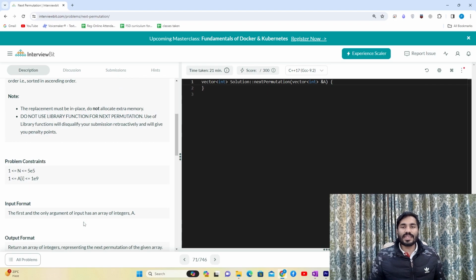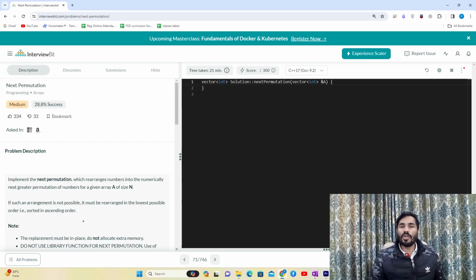So these are the two things that you have to keep in mind. We cannot use the library function and we cannot allocate extra space. Everything has to be done in place inside the array that has been already given to us. Now let us have a look at an example. Let's see what is the next permutation of a few examples so that we can derive a pattern from them.